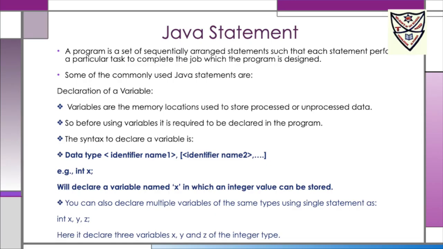Java statement. A program is a set of sequentially arranged statements such that each statement performs a particular task to complete the job which the program is designed to do. Some of the commonly used Java statements are declaration of a variable. Variables are the memory locations used to store processed or unprocessed data. So, before using variables, they are required to be declared in the program. The syntax to declare a variable is as follows.